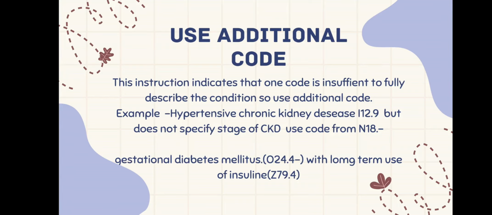Another example is gestational diabetes mellitus with insulin use. A pregnant woman is diagnosed with gestational diabetes mellitus. The main diagnosis is coded from category O24.4-. If the medical record states that the patient is using insulin, ICD10CM instructs us to add code Z79.4, long-term/current use of insulin. This additional code provides important information about the patient's treatment.